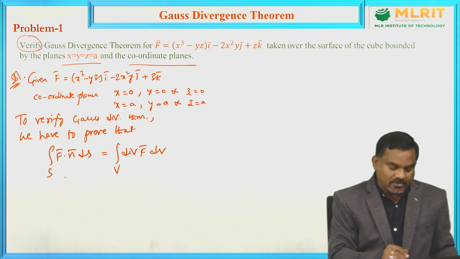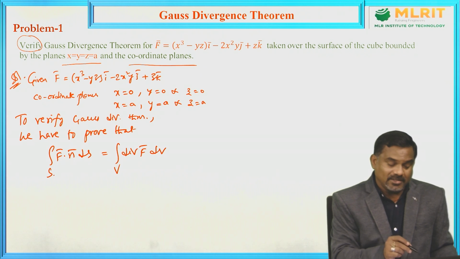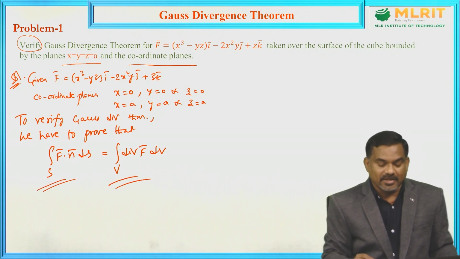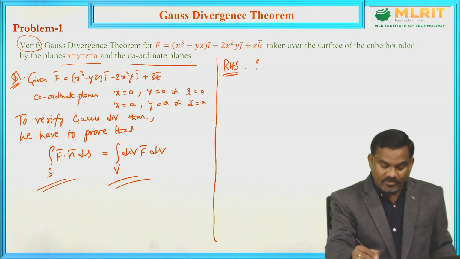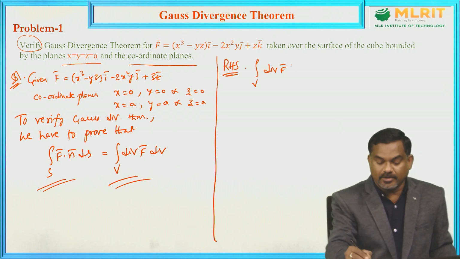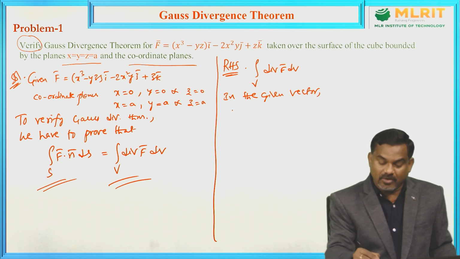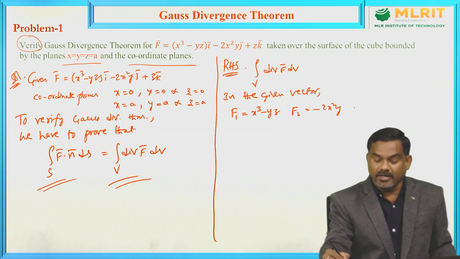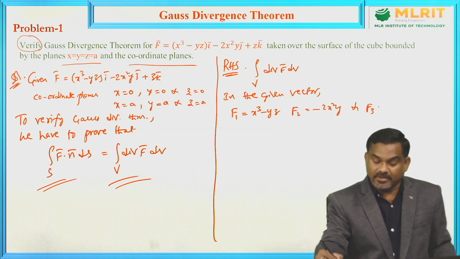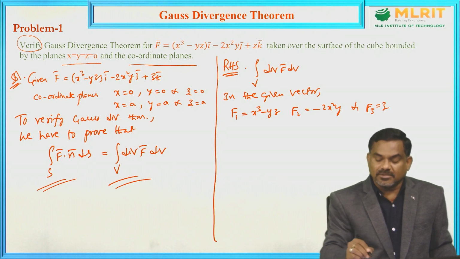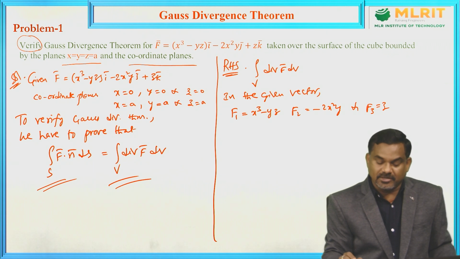To verify the Gauss Divergence Theorem, we need to calculate both LHS and RHS. Let us start with the RHS, the volume integral of div f bar dv. The given vector is in component form. What is f1? The first component is x cube minus yz, f2 is minus 2x square y, and f3 is z. Let us find the partial derivatives of these components with respect to x, y and z respectively.